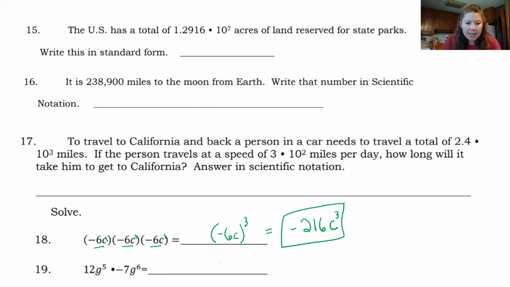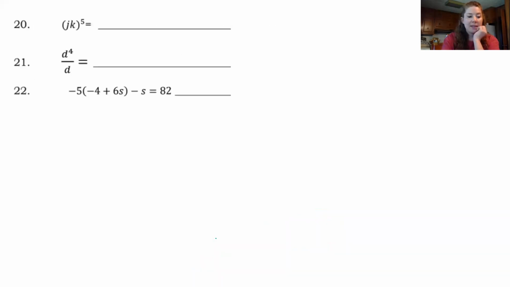Okie dokie. All right, number 19, I'm going to multiply my coefficients of 12 and negative 7. So 12 times negative 7 is negative 84. And what happens with those exponents when you multiply two numbers that have the same base? You add them. So 6 plus 5 is 11. So that is a good answer.